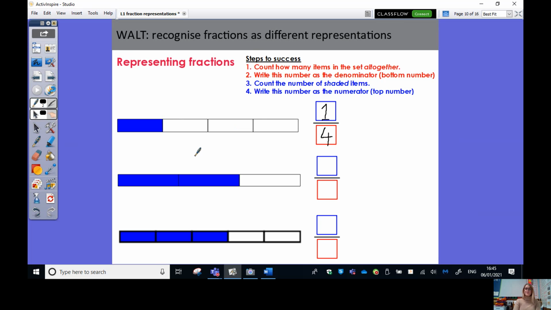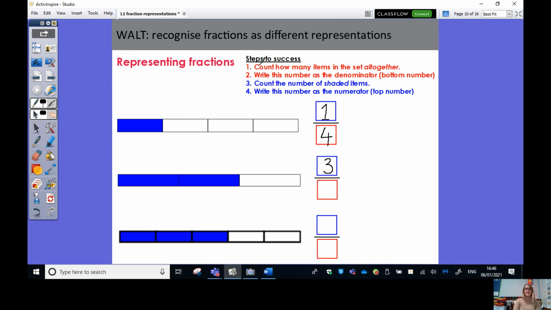Okay, so you need to think now. So first step, count how many items are in the set altogether. So looking at this shape here, I'll give you a moment. Hopefully you've recognised there are 1, 2, 3. So that number is going on the top. Oh, can you see Miss Jones has made a mistake? What have I done wrong?